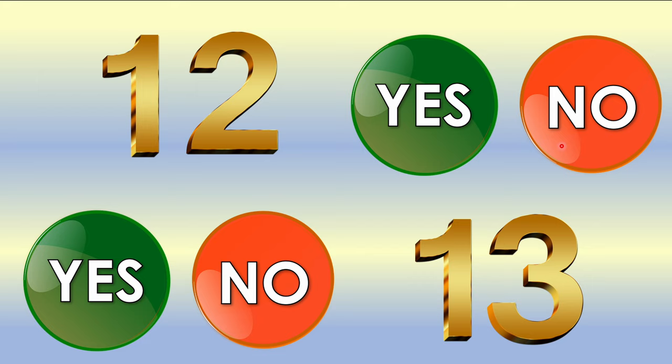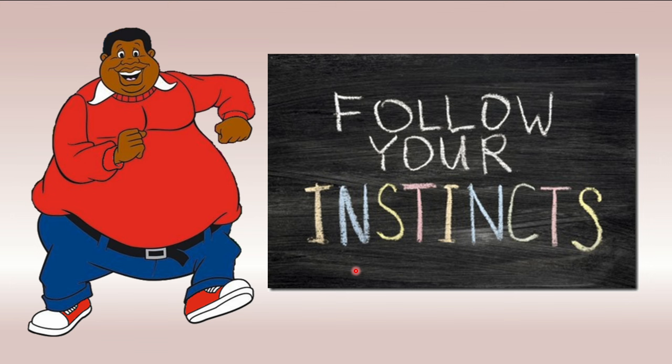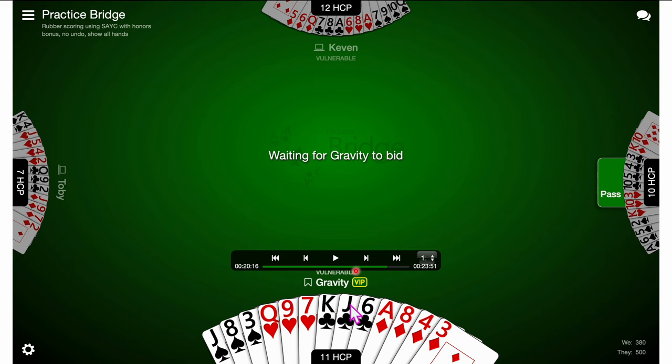Well, we know that 12 or 13 points is what we're supposed to bid. But really, sometimes you want to play that 11 HCP. Use your own card sense. Use your own instincts. Yes, 12 or 13 is a great foundation, but not the absolute.